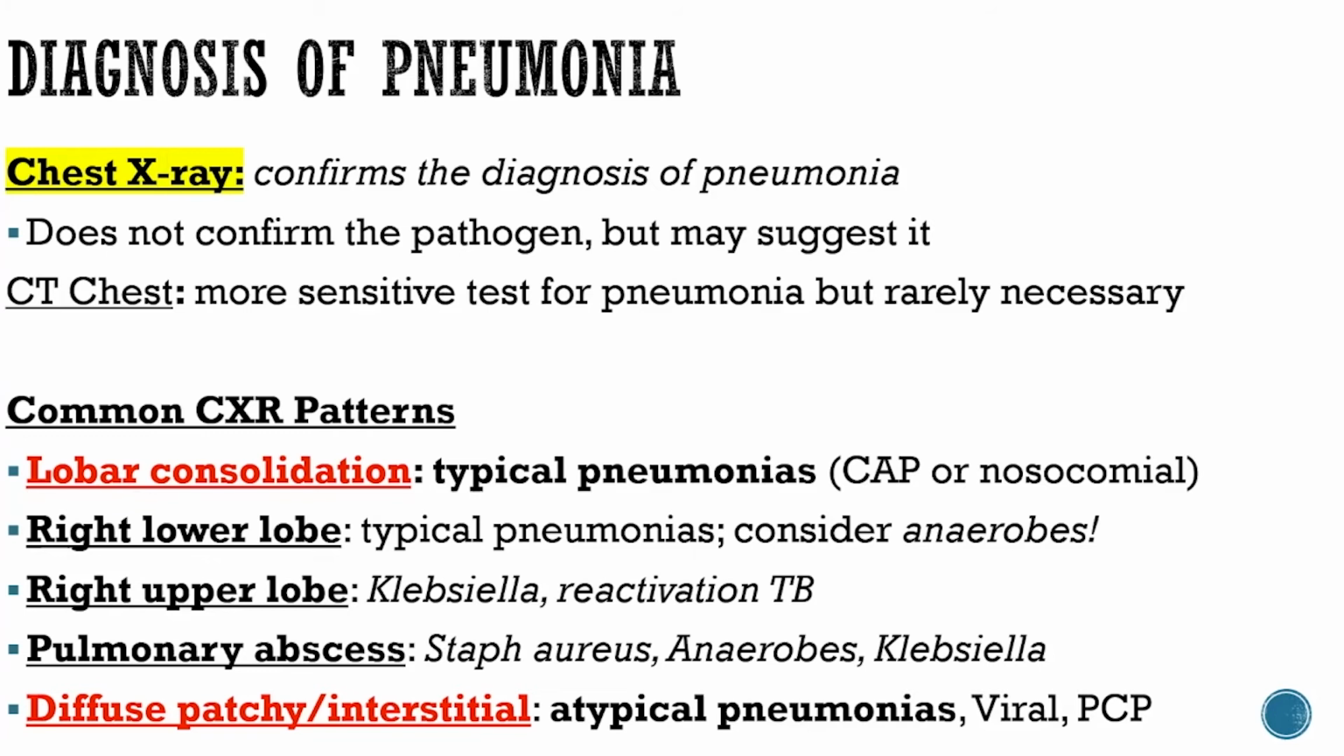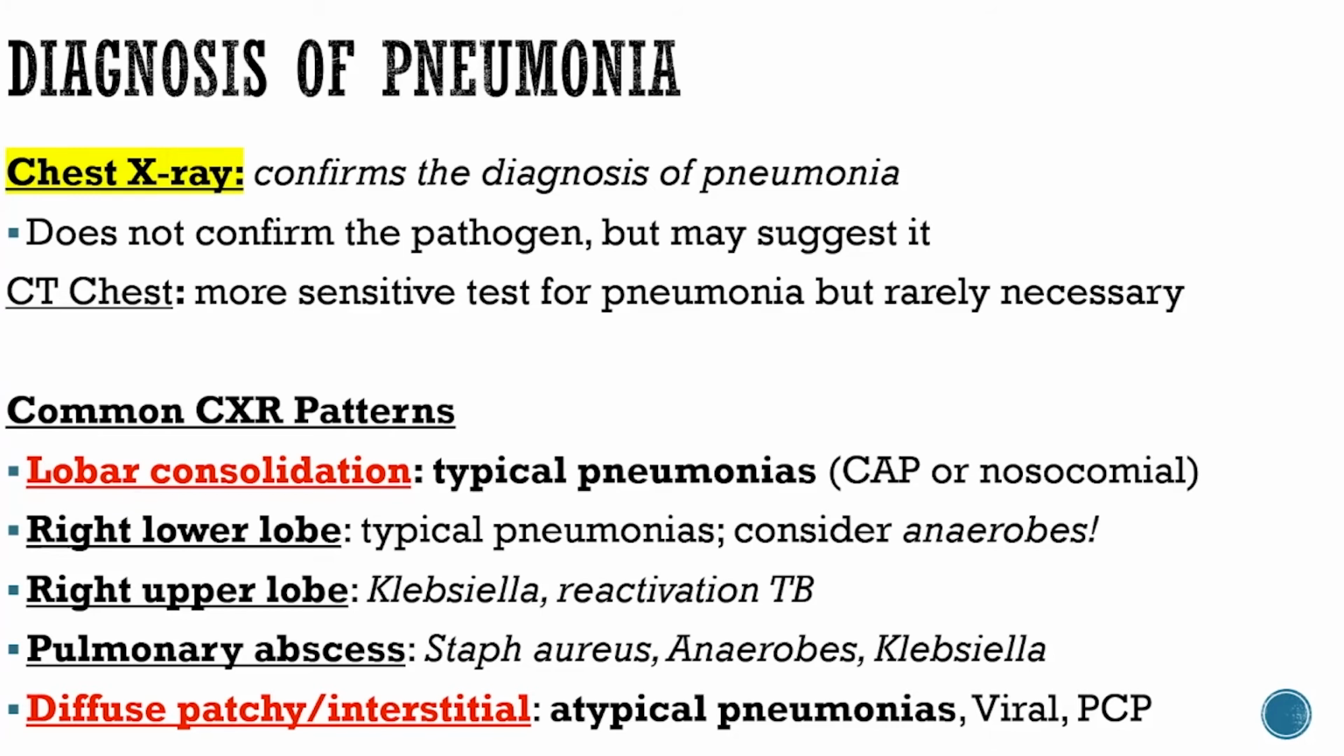So if you have a patient with risk factors for aspiration, like altered mental status, and they accidentally aspirated, and then you see an infection of the right lower lobe, definitely consider anaerobes as a possibility. The right upper lobe is usually not involved in typical pneumonias. Often you'll see right upper lobe consolidations associated with things like Klebsiella and even reactivation tuberculosis. We'll talk a lot more in detail about tuberculosis in later segments.